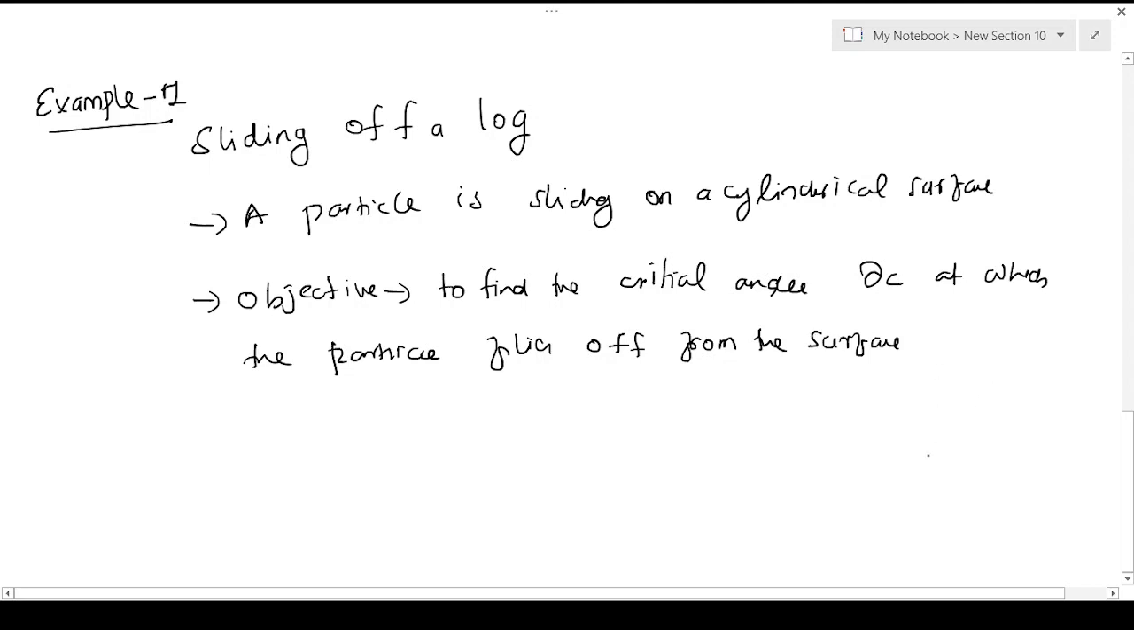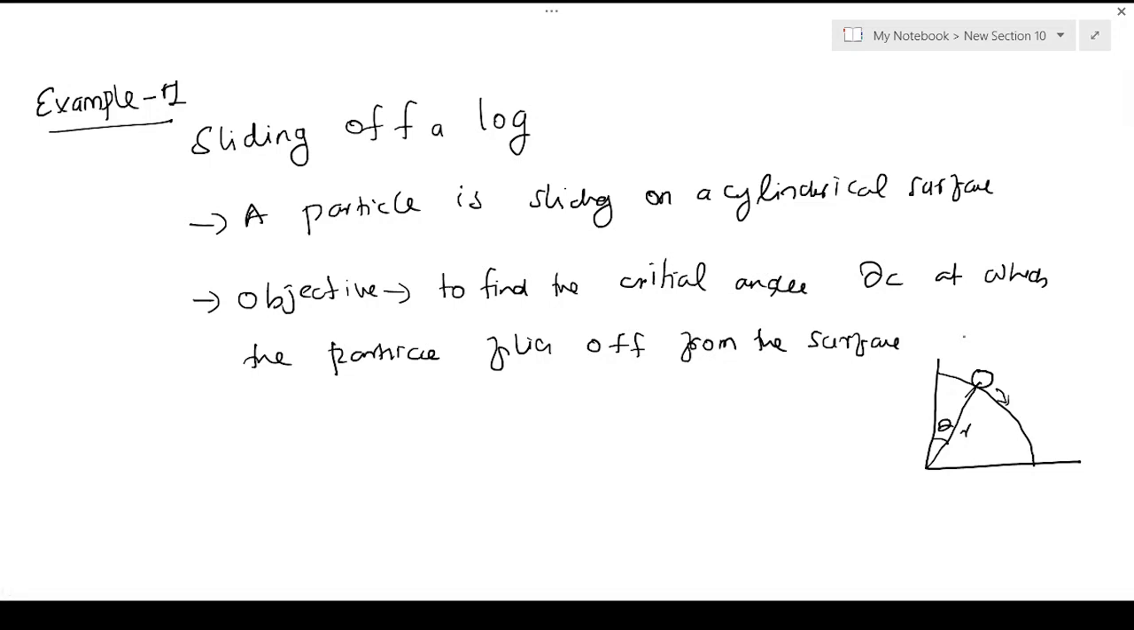So we have a sliding log over here, something like a piece of wood or a particle which is sliding on this surface. At a critical angle theta, it is falling down. This distance I can represent as r. I represent it with a smaller particle instead of a log. We simply put a particle which falls down at that critical angle.